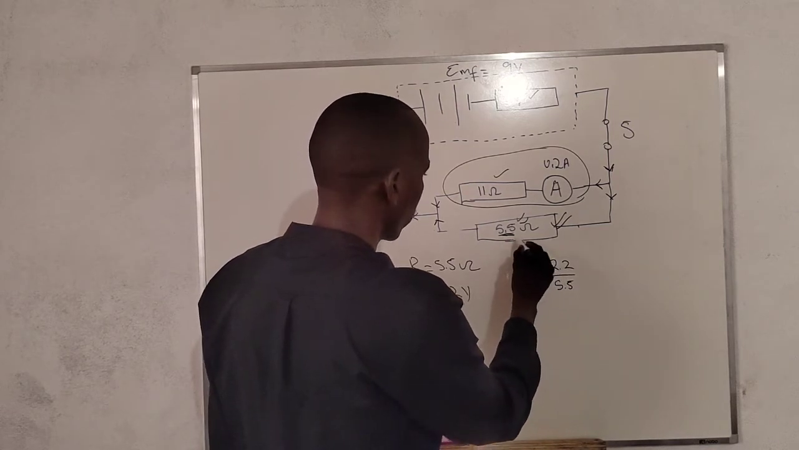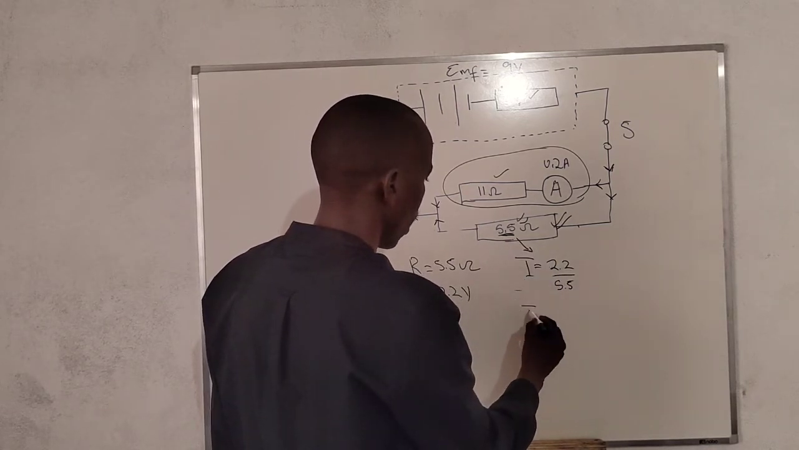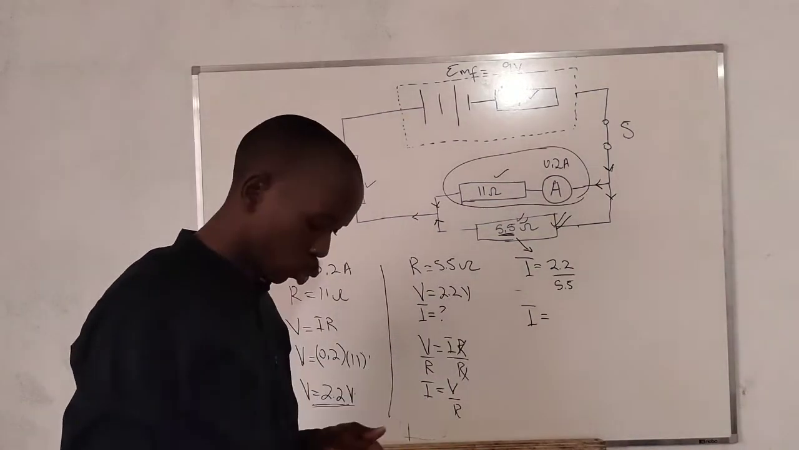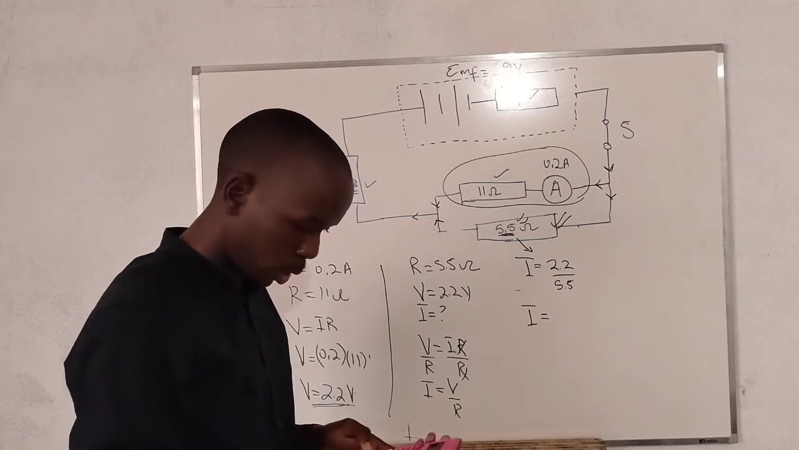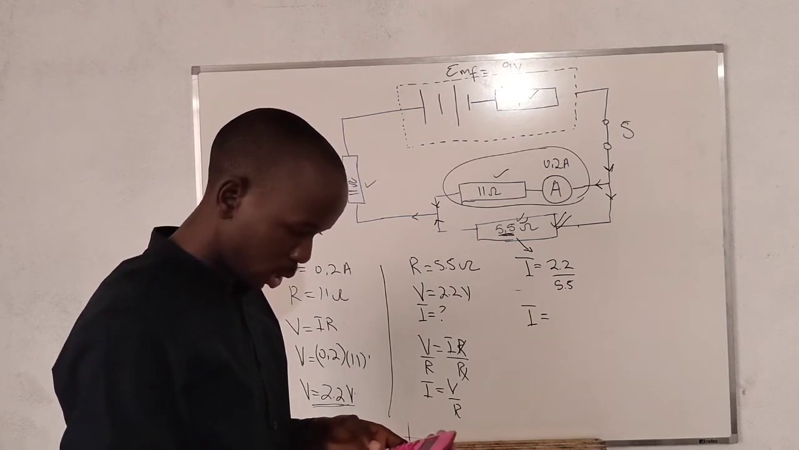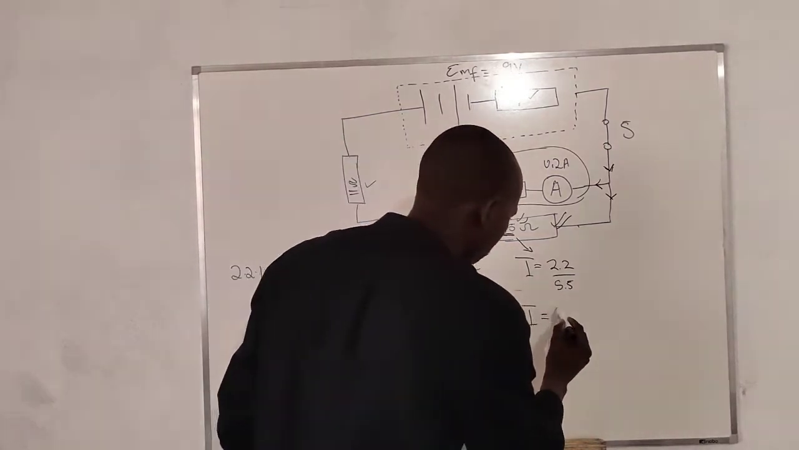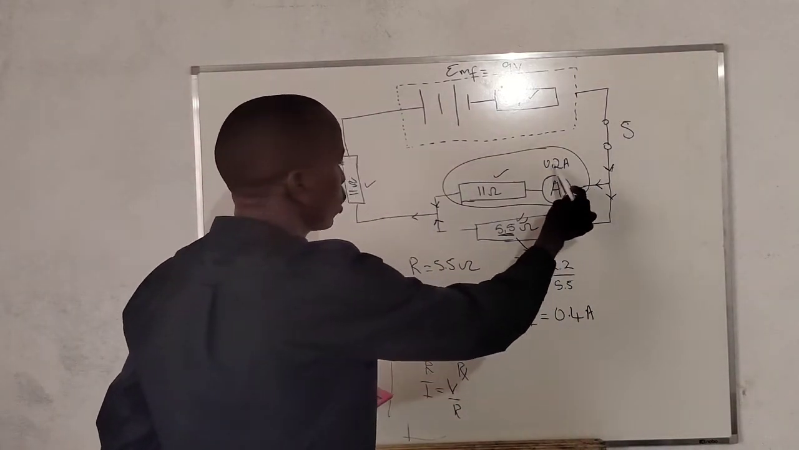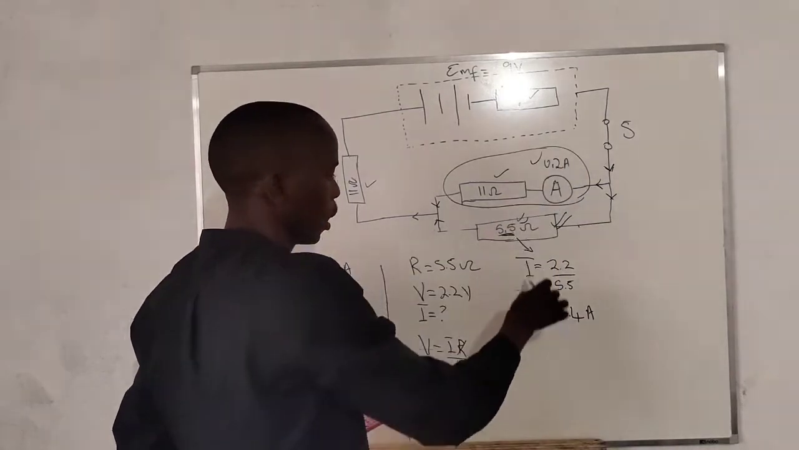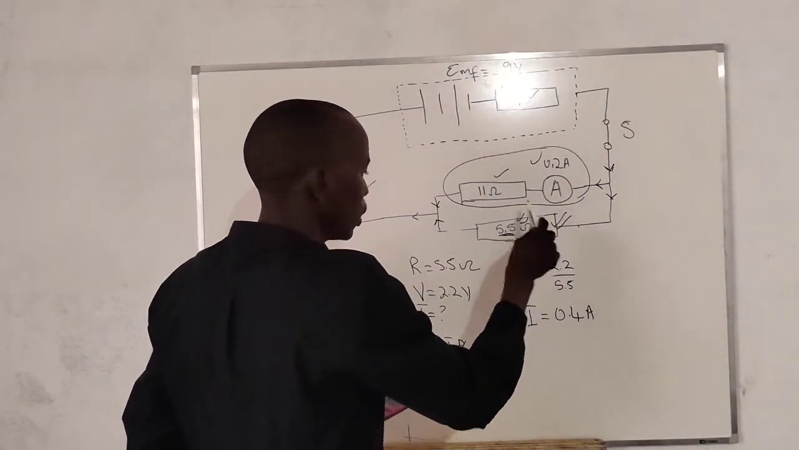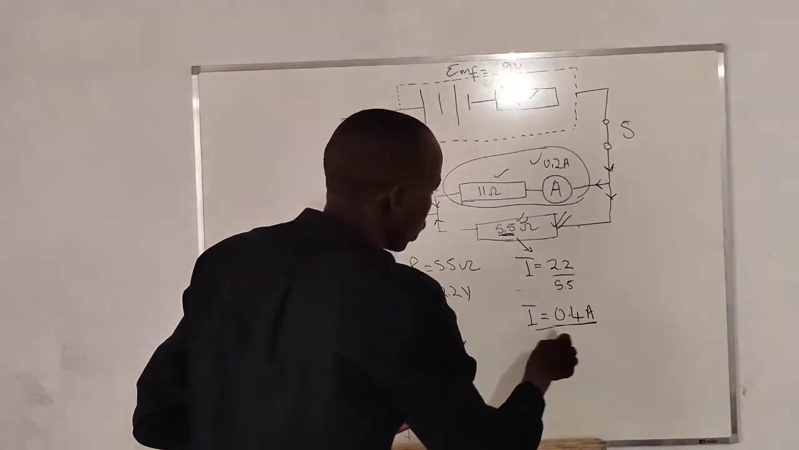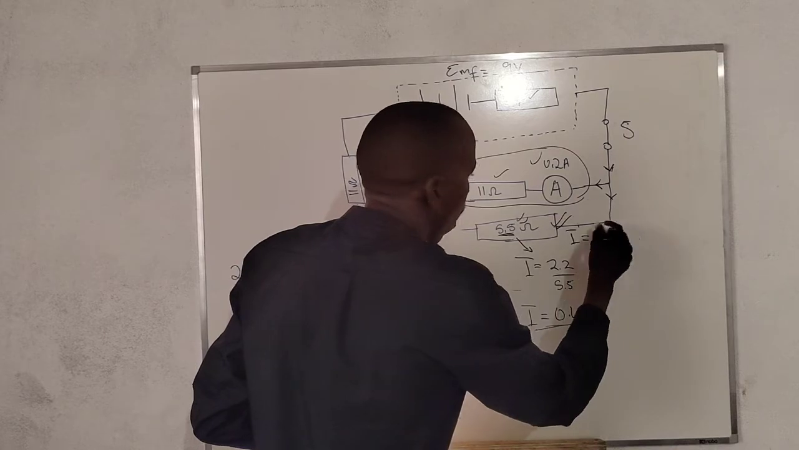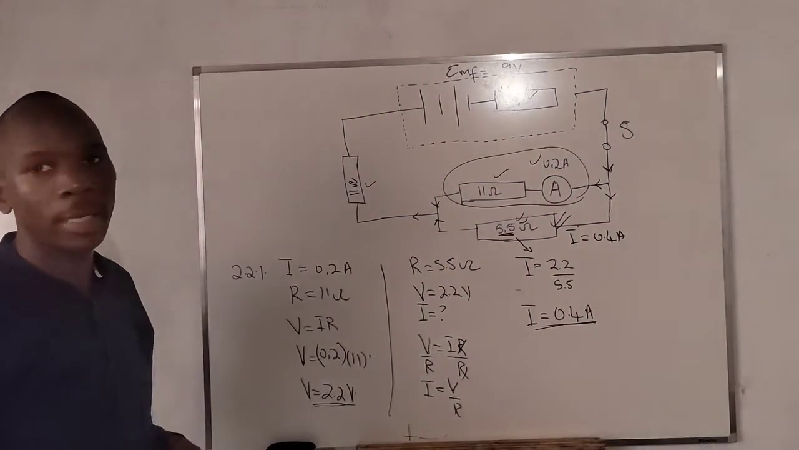5.5. Now we are looking for the current passing through this resistor. I is equal to 2.2 divided by 5.5. Let us see. I'm going to give you the final answer in two decimal places. We have got 0.4 amperes. So of the total current, 2.2 is passing through this resistor, and then 0.4 is passing through this resistor. So the answer is 0.4. The current passing through this resistor is 0.4 amperes. So that is the answer.